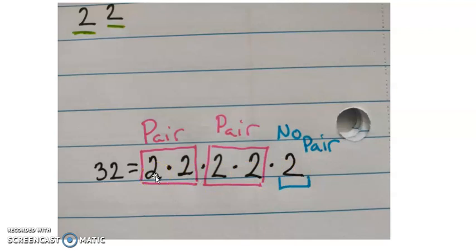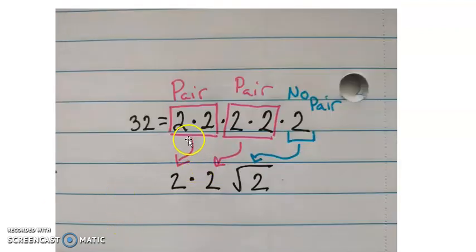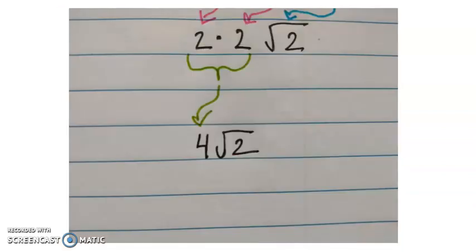So I'm going to keep one 2 from this pair, one 2 from this pair, and this 2 has to stay inside the square root symbol. And it looks like this. Here's my 2, here's the second 2, and here's the one that didn't have a pair. Now all I need to do is simplify this by doing 2 times 2, and 2 times 2 is 4. So my final answer for this is 4 times the square root of 2.